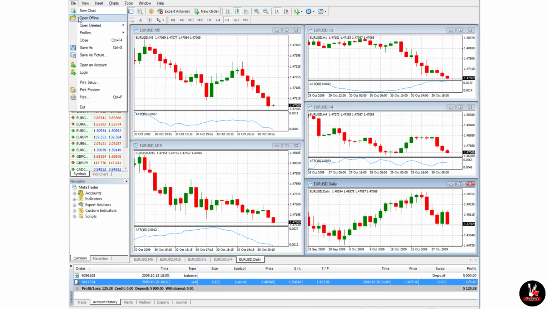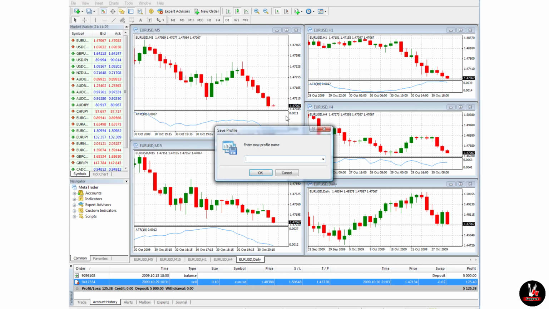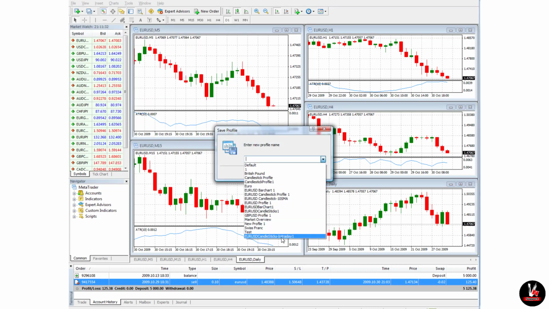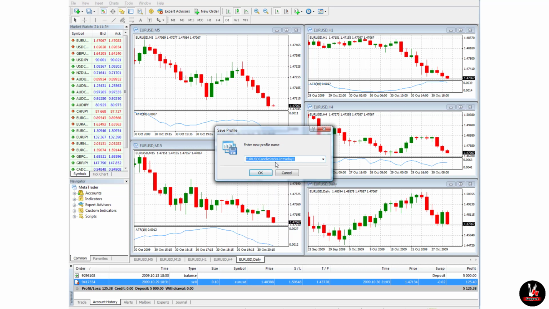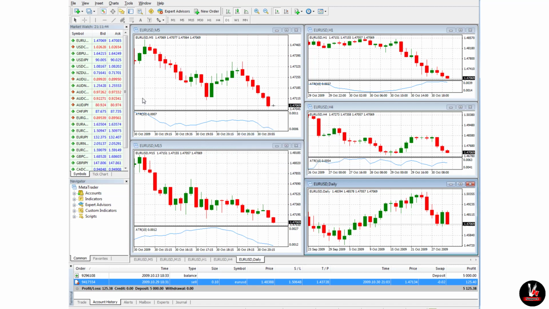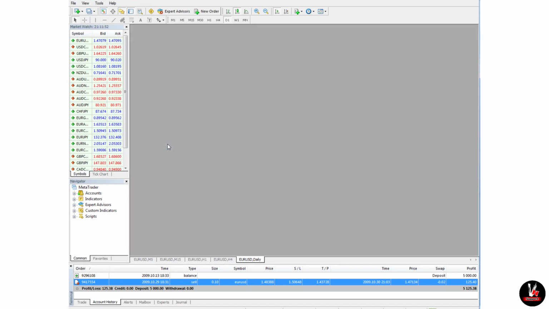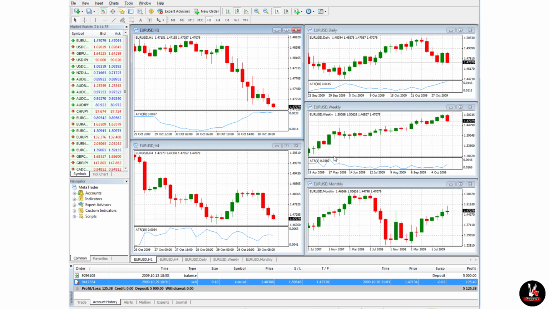Okay, so go back over here to profiles. Let's save as Euro dollar US dollar candlesticks intraday 1. And save that. Already exists. Okay. So now let's go back to our standard as we were looking at over here. Euro dollar US dollar candlesticks 1. And make sure it's set up on, yes, it's set up correctly.